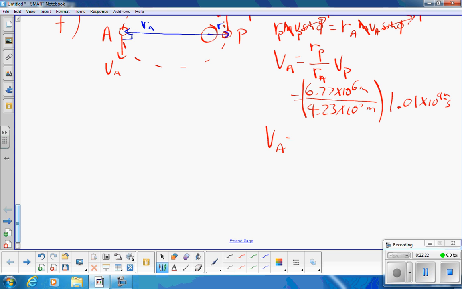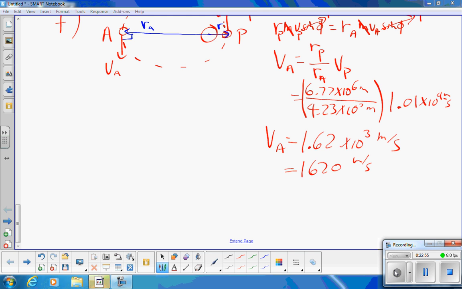Okay, so let me pause and do this calculation. Okay, and I got 1.62 times 10 to the 3 meters per second, or in English, 1,620 meters per second. Whereas here it was going 10,000 meters per second, so it has slowed down a lot to a pathetic 3,500 miles an hour or something like that.